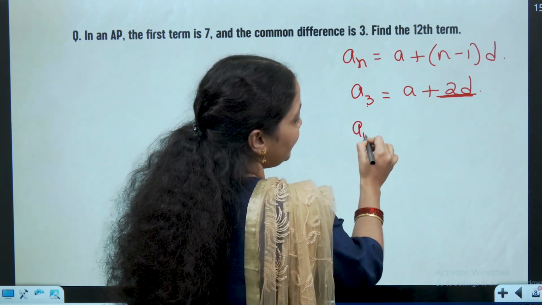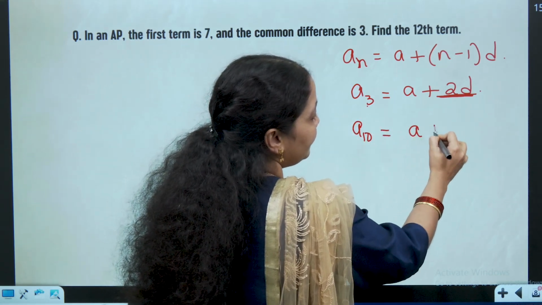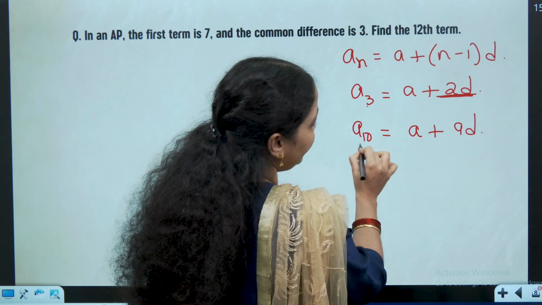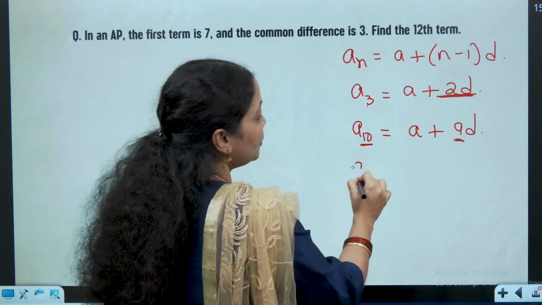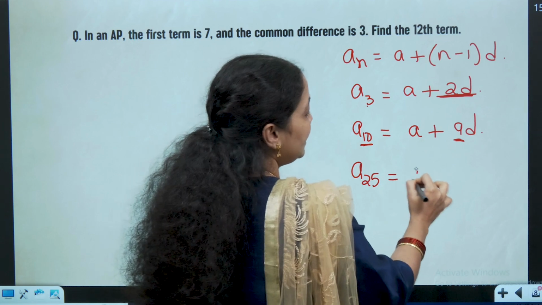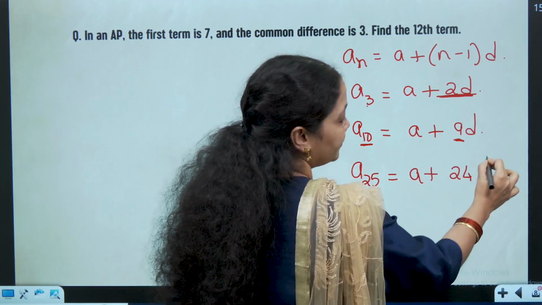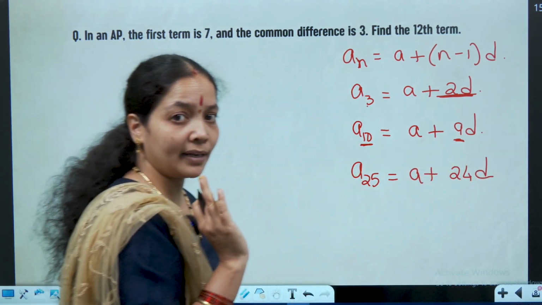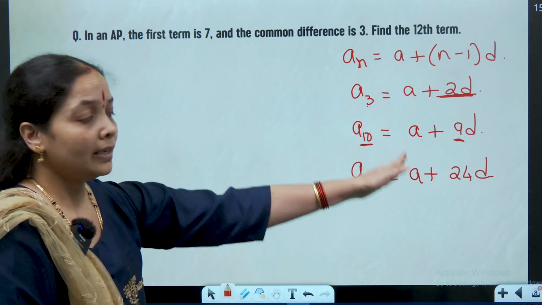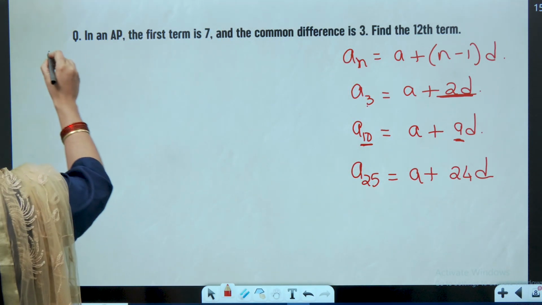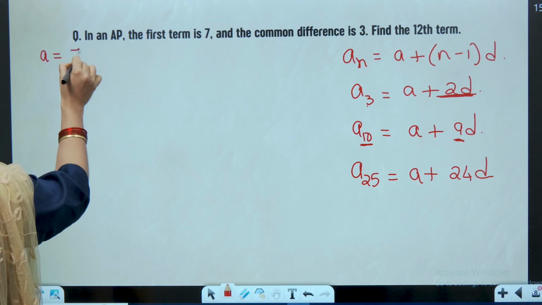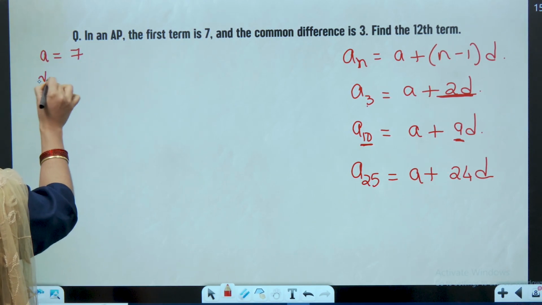Now if they are asking me for 10th term, I'll take a plus 9d. So if 10 is asked, I'll take 9d, one lesser than that. So if they are asking me for 25th term, it will be a plus 24d. It's always used in this pattern. So keep this in your mind and then read the question. In an AP, the first term is 7. First term is represented by a, that is 7. Common difference d is 3.